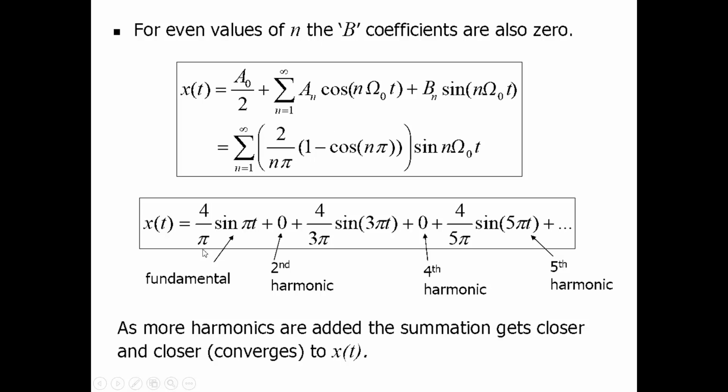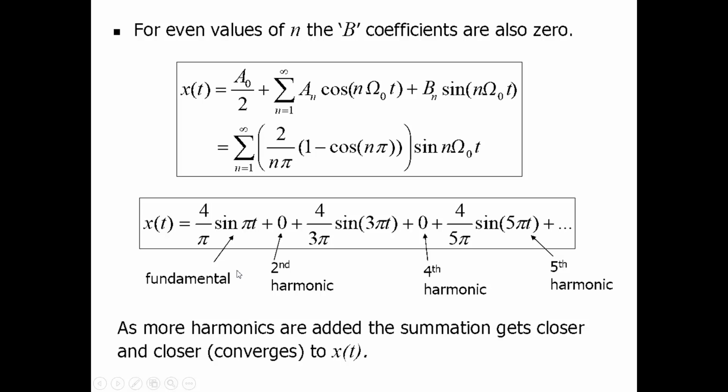Now if you expand this sigma term, the first term will be 4 over pi sine pi t. Second term will be 0, which is for n equal to 2. Then it is 4 by 3 pi sine of 3 pi t, because n is 3 here. Then the fourth harmonic will be 0, and the fifth harmonic will be there. So that means we can express xt in terms of cosine and sine waves. Since the an coefficients are 0 in this case, the cosine term is 0, so only sine terms will exist in the representation of this signal.